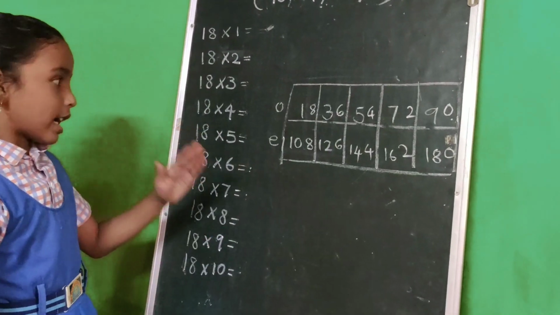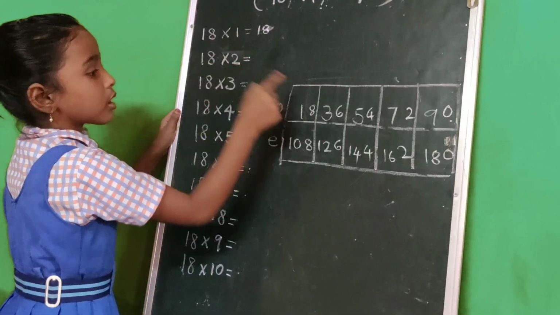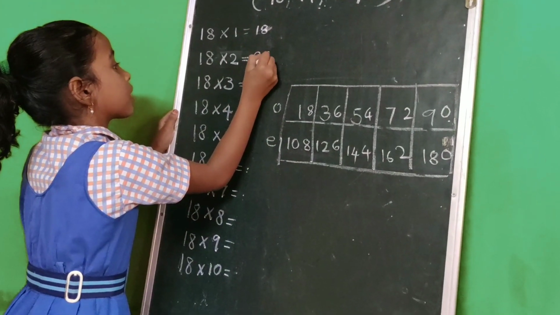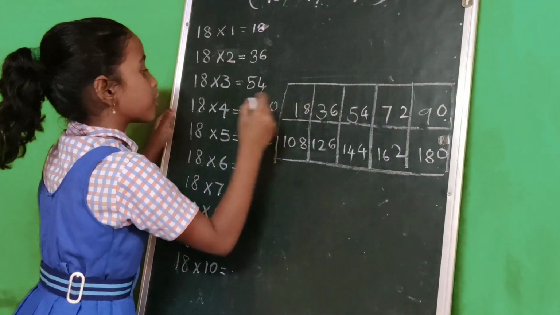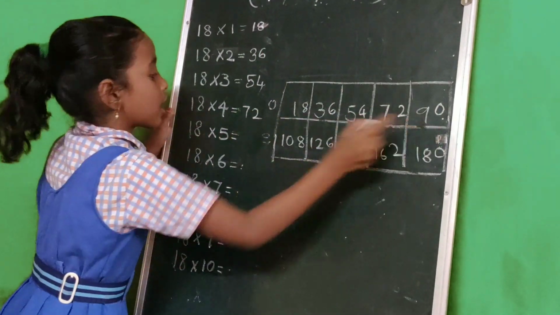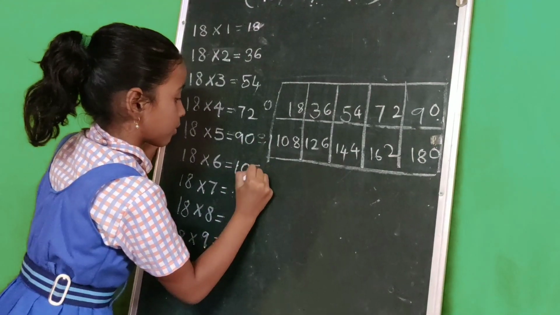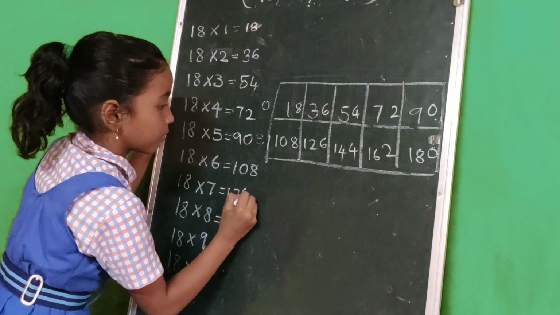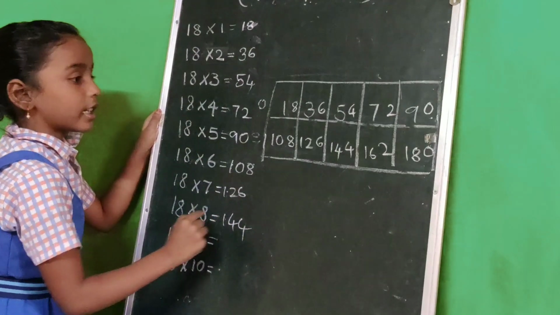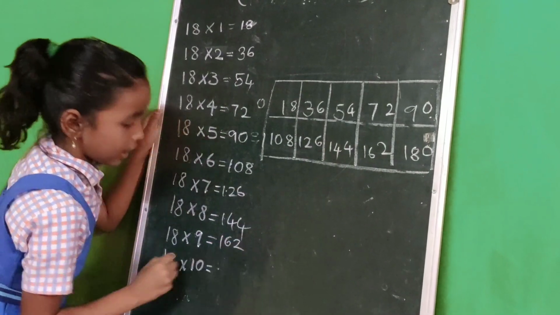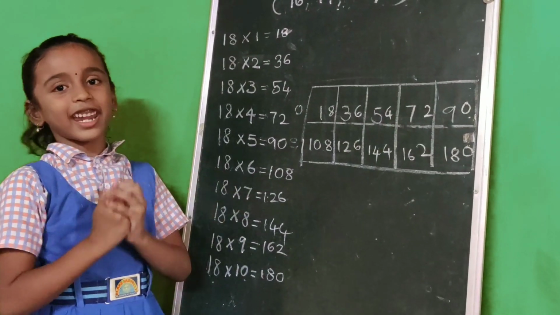Table trick. Now we write 18 table. 18 ones are 18. 18 twos are 36. 18 threes are 54. 18 fours are 72. 18 fives are 90. 18 sixes are 108. 18 sevens are 126. 18 eights are 144. 18 nines are 162. 18 tens are 180. Friends, this is the 18 table trick.